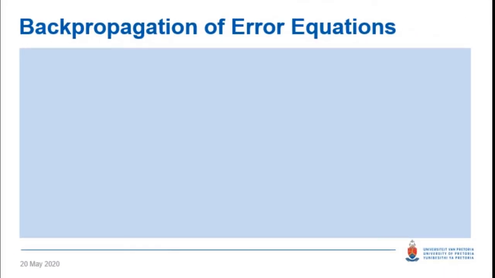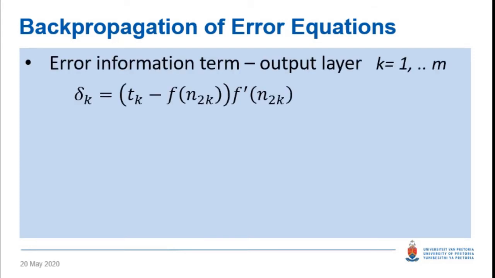So I'm going to call these the backpropagation of error equations. The first term that we could calculate, and we do this for both, we start doing it from the output layer, and then we do this for each hidden layer as well. So for each hidden layer and for the output layers, we have an error information term. You'll see we have a weight correction term and we have a bias correction term.